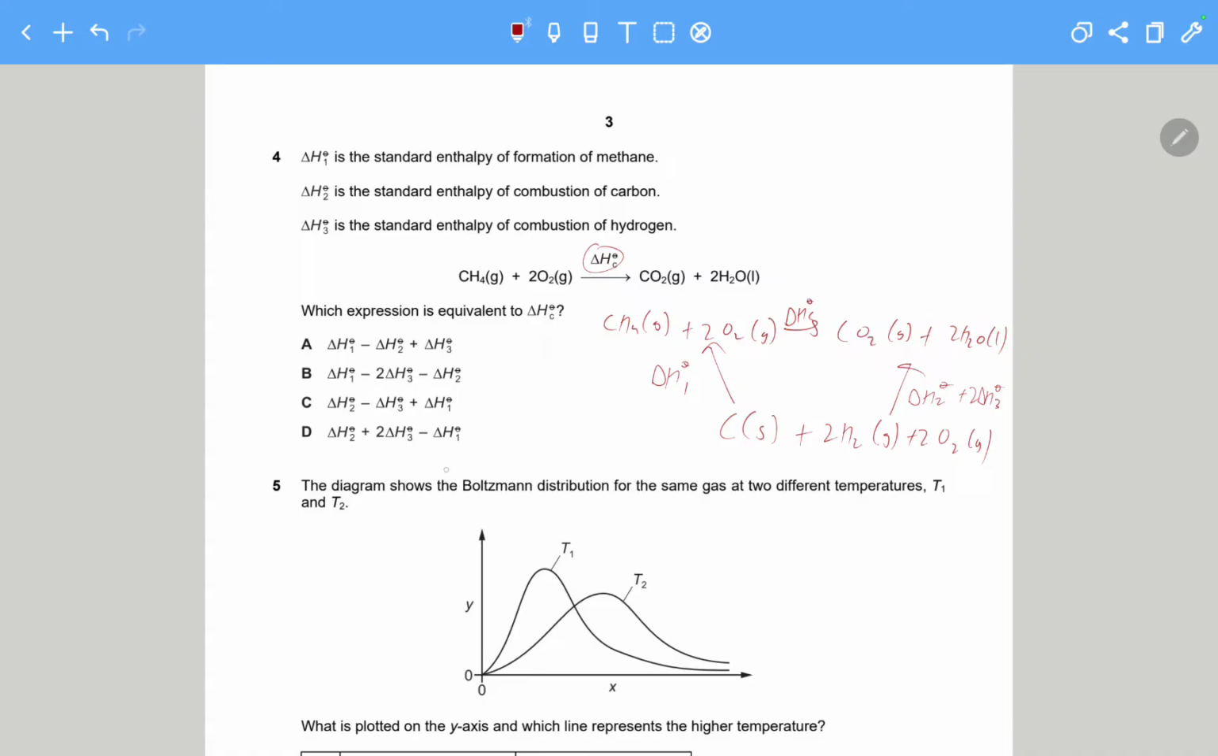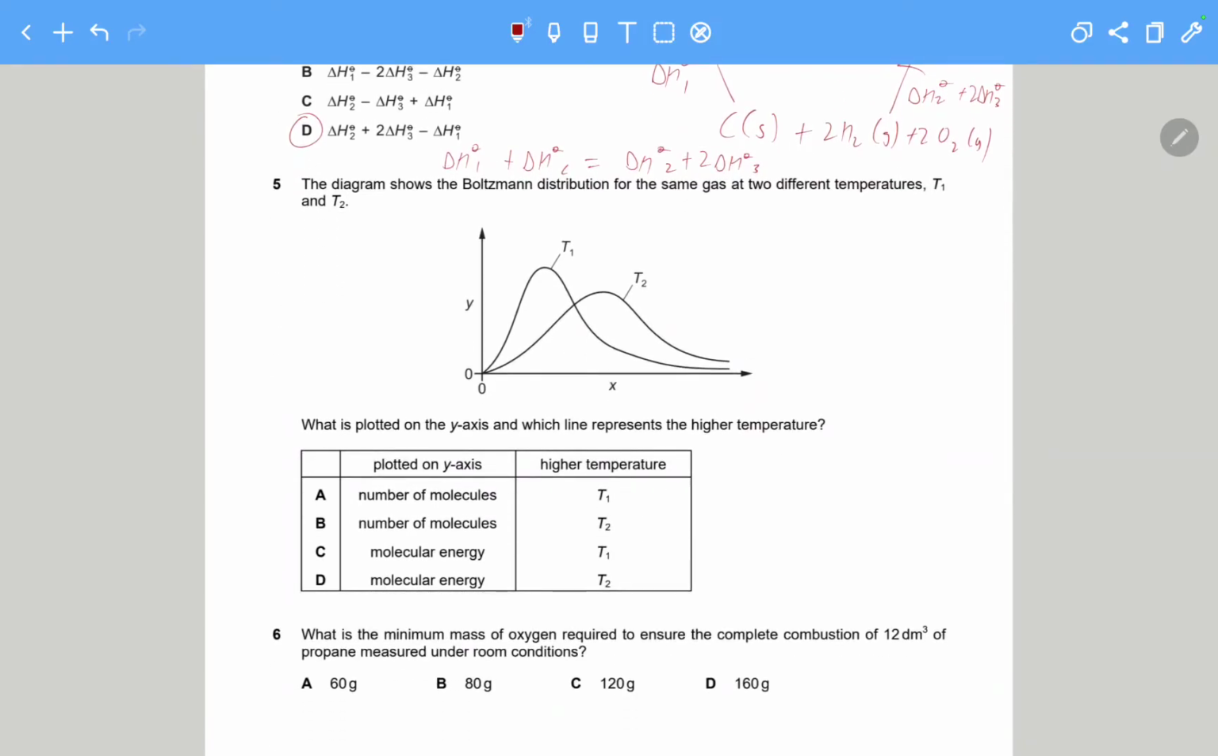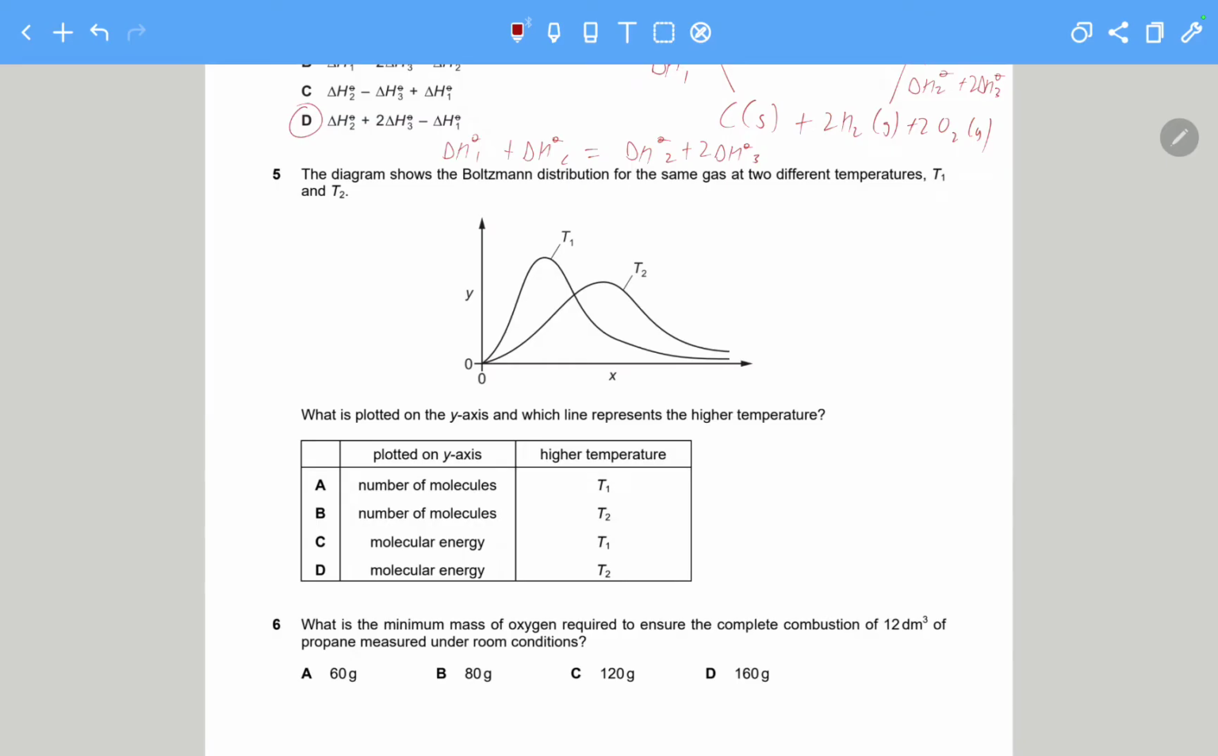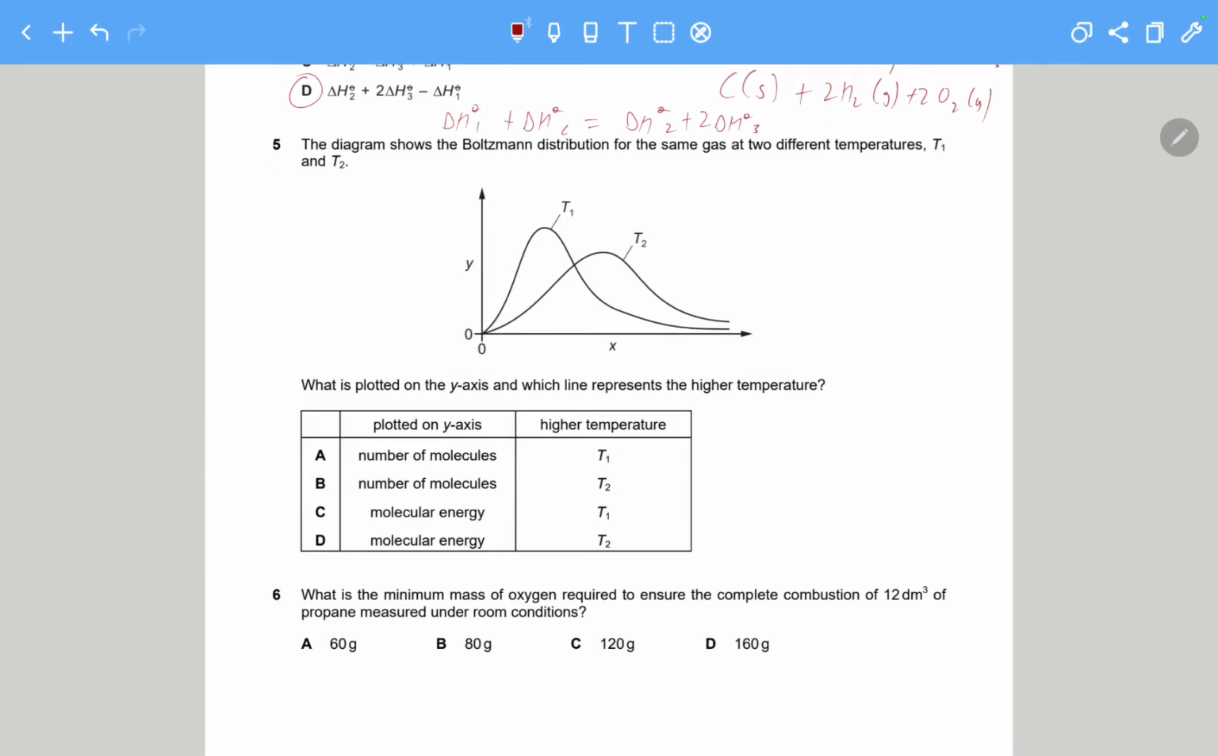So we know that delta H01 plus delta H0C is equal to delta H02 plus 2 delta H03. So if we rearrange this equation and make delta H0C the subject, we will realize that the correct option is D, which is what delta H0C is equal to. Question 5. The diagram shows the Boltzmann distribution for the same gas at 2 different temperatures, T1 and T2.